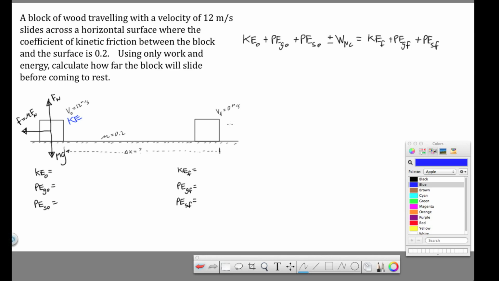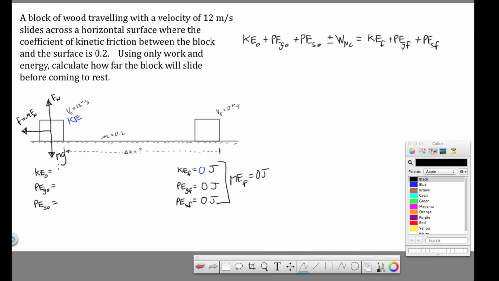So over here, if we go through our energies, let's look at the block at the final point. The velocity is 0, which means that the kinetic energy is 0. So the kinetic final is 0. The block stayed on the 0 point, so there's no potential energy of gravity. And again, there's no spring. So our total mechanical energy final is 0. The block ends up with no mechanical energy.